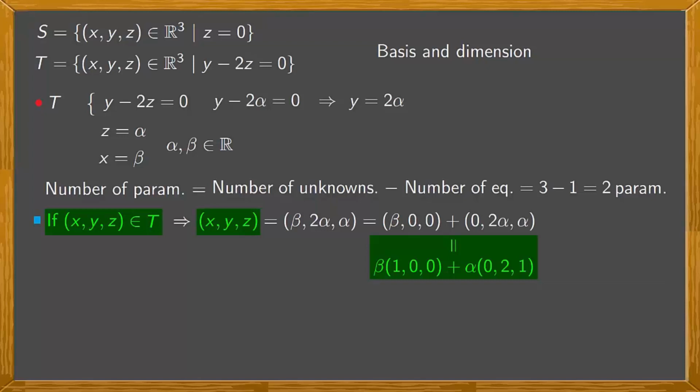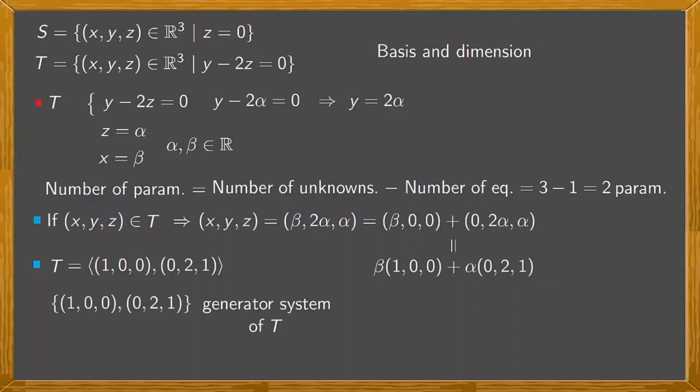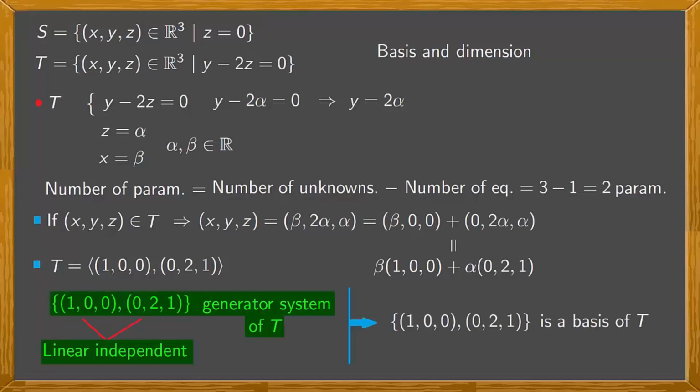Notice that every vector of T is a linear combination of these vectors. So T is generated by these, and therefore 1, 0, 0 and 0, 2, 1 is a generator system of T. Since the vectors are clearly not proportional, they're linearly independent, and so constitute a basis of T. As this basis has two vectors, the dimension of T is 2. With that, we've calculated everything we need to, and we've finished the exercise.